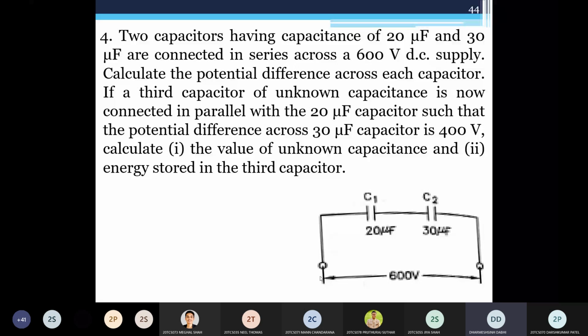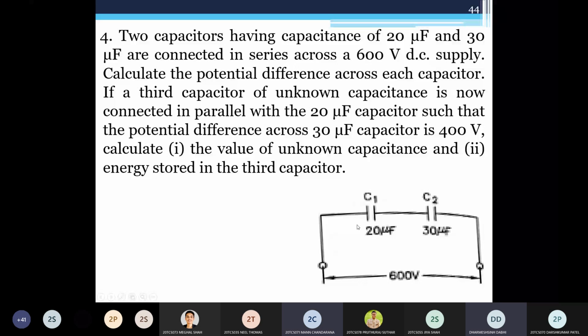And what is the energy stored in the capacitor? Third capacitor means what? Unknown capacitor. See, the second part asks to find out the energy stored in the third capacitor. It means the unknown capacitor which is connected in parallel with this 20 microfarad. Find out the energy stored in C3, this third capacitor. And give the answer: what is the potential difference across each capacitor? First you find out this. Okay, potential difference across each capacitor, that is before connecting this third capacitor in parallel with this 20 microfarad.